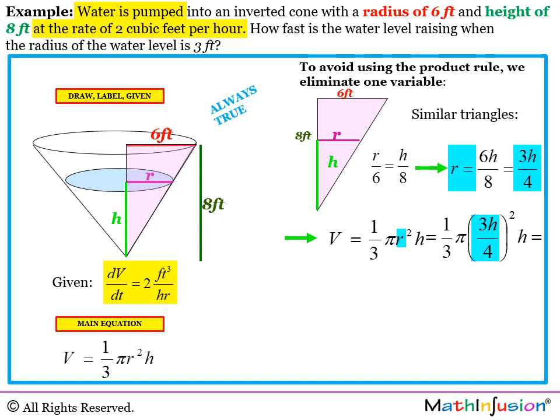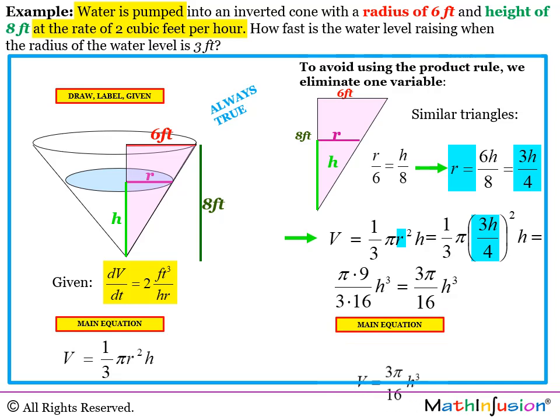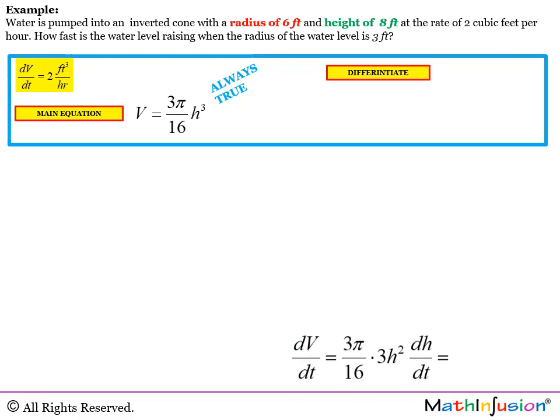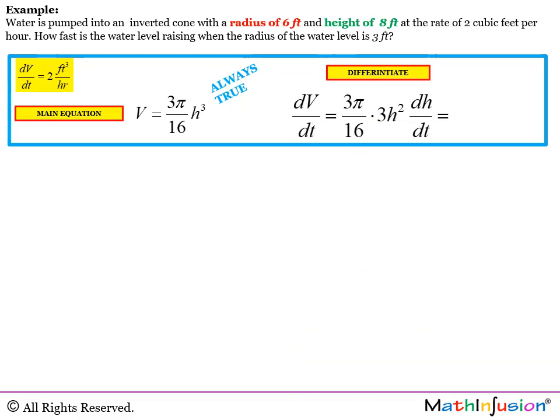Now we really like to simplify the equation before we do everything else. So we do that, and then we can cancel the 3. And that's it. You cannot simplify this anymore. And we get that the volume is 3 pi over 16 times h to the power of 3. So here's the main equation. Now we are going to differentiate, and we get dV/dt equals 3 pi over 16 times 3h to the power of 2 dh/dt. Again, we simplify some algebra here, and we get that.